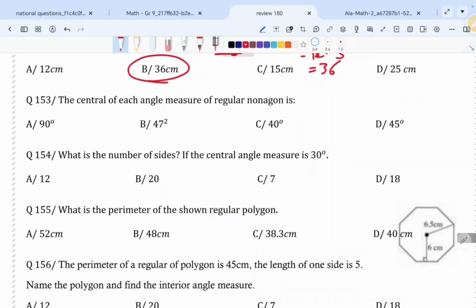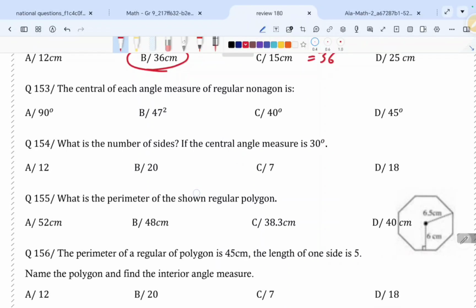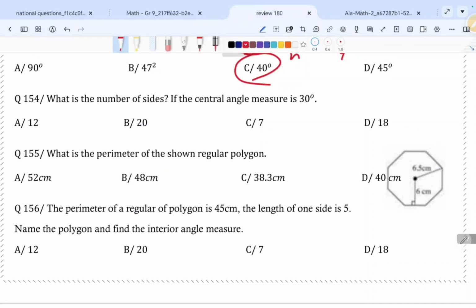The central angle measure of each angle of a regular nonagon is what? So, repeated, 360 divided by n. Nonagon is 9, 360 divided by 9 is equal to 40. What's the number of sides if the central angle measure is 30? Okay, we will say 360 divided by 30. The 0 and 0 cancel each other. 36 divided by 3, it's 12.